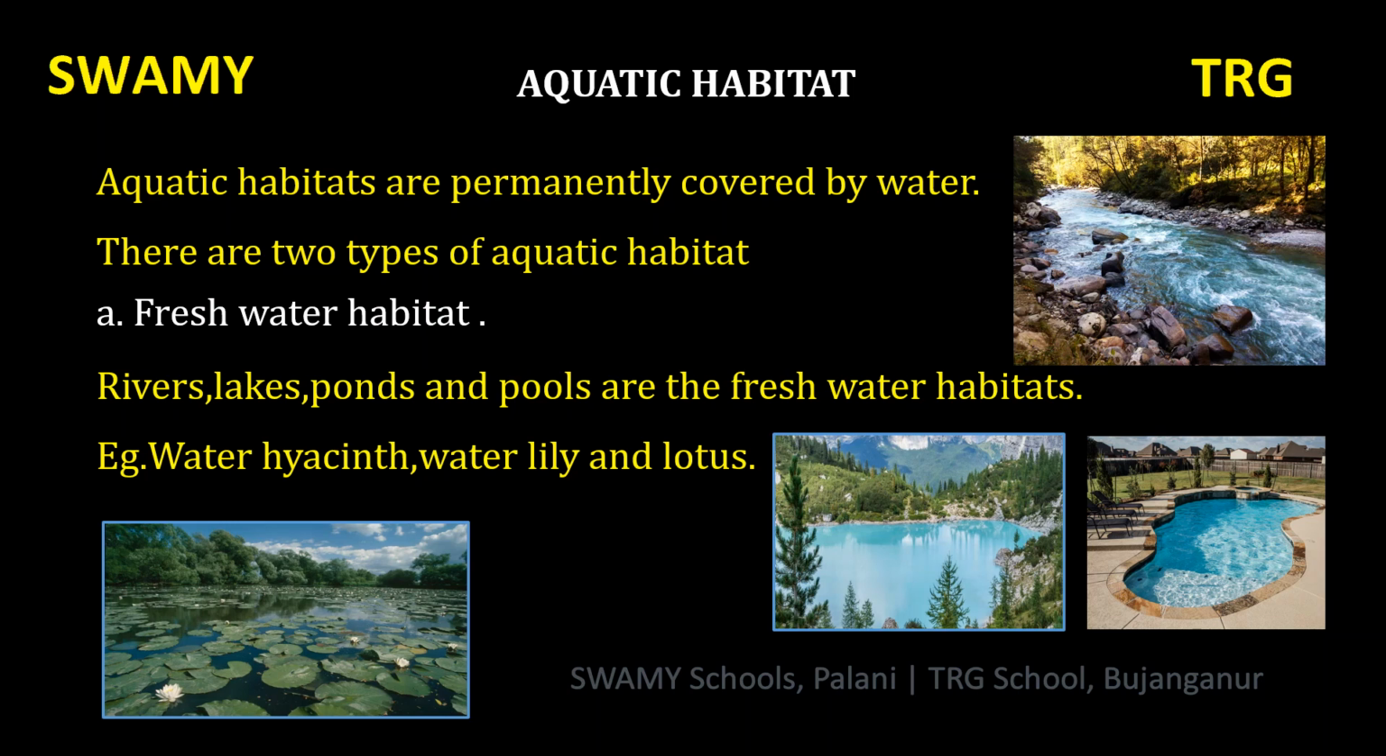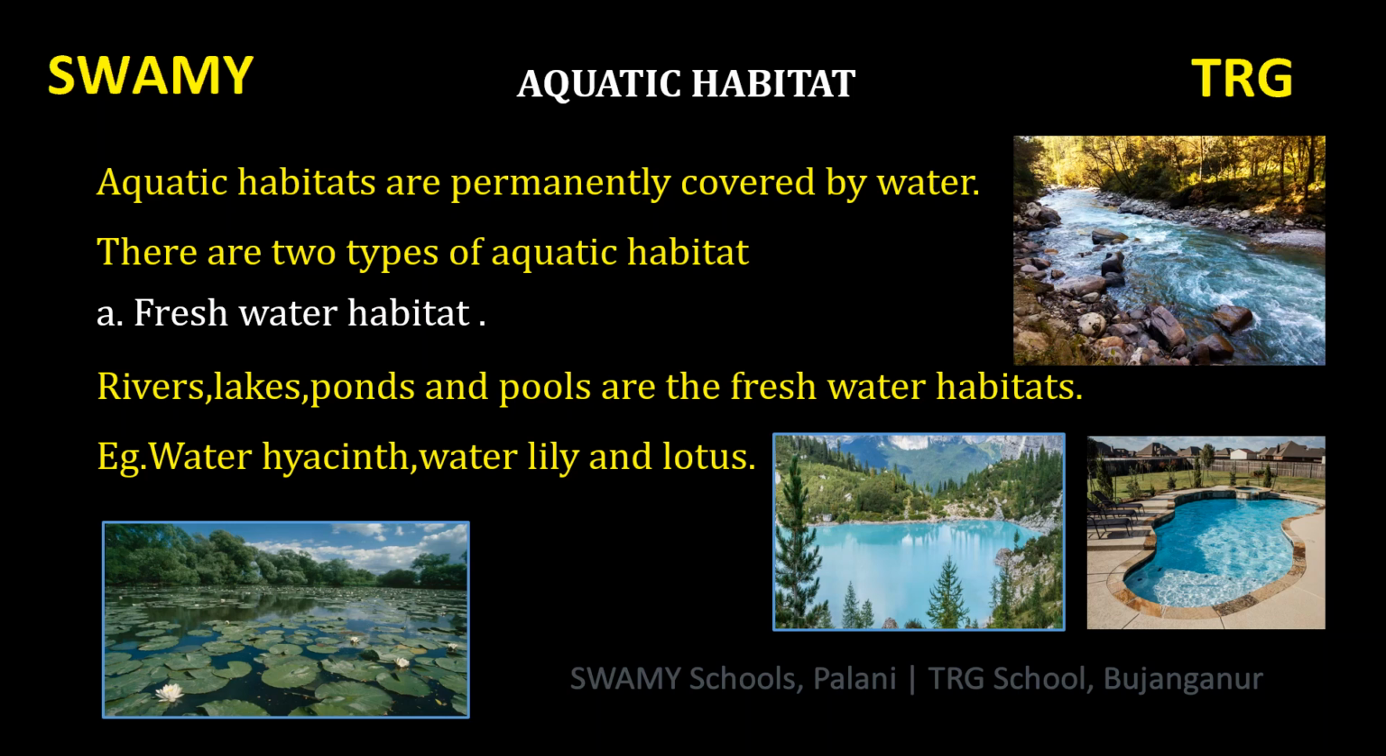The lotus plant grows in water. So, we call the lotus plant an aquatic plant. The plants which lives in aquatic region are called aquatic plants. The aquatic habitats are of two types, namely freshwater habitat and marine water habitat.